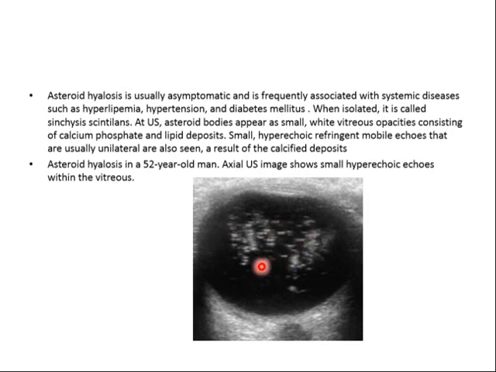In this case, there are more echogenic echoes forming an irregular shape, and they are moving in the dynamic study. This is either crystalline calcium or fat deposit in the case of asteroid hyalosis, which is asymptomatic and related to systemic disease like hyperlipidemia, hypertension, and diabetes. And here we see these hyperechoic mobile echoes. Most of the time it's unilateral.